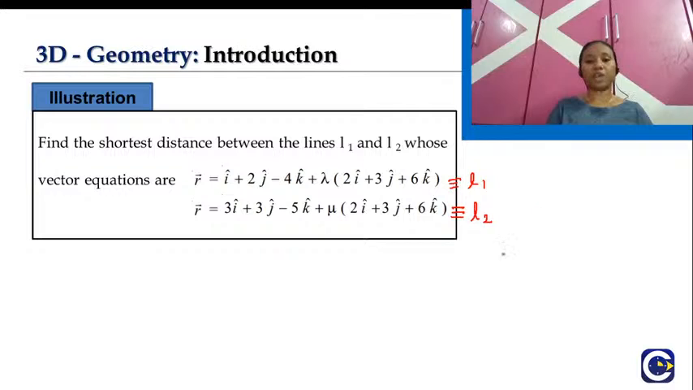So first thing is you have to identify what type of lines are given here. Because in the question they haven't mentioned what type of lines are given. They just directly asked you to find the shortest distance between the given two lines, whose equations are given in vector form.